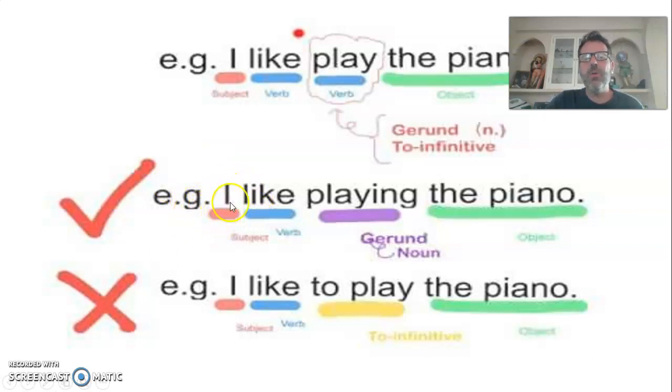This is the right way to say I like playing the piano. I like to play the piano? No, because I like play the piano? The only right way is adding the ing. The gerund noun. I like playing the piano. Here's the noun. So here is telling me that I love or I like playing, adding the ing, the piano. This is the right way of saying it.